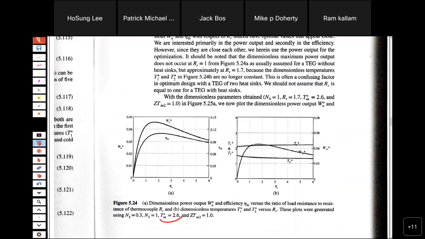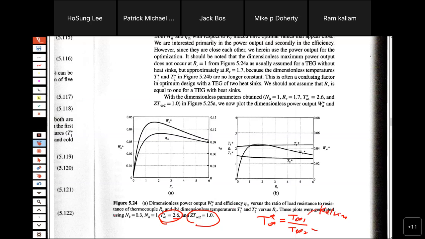I used some example. This is the example I used. GT2 is one. It's a typical. And then a typical, I just picked 2.6. So T infinity star is T infinity 1 over T infinity 2. It must be Kelvin, okay? You have to use Kelvin, not the Fahrenheit, not the Celsius. You have to use Kelvin temperature.